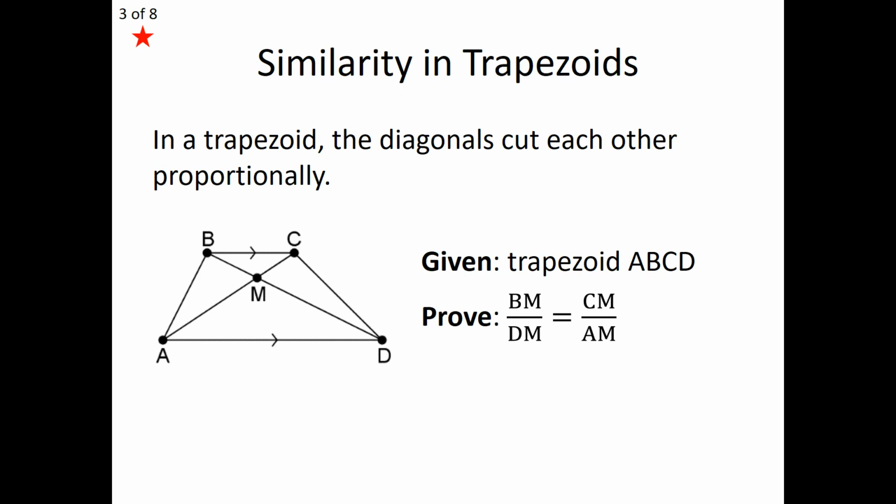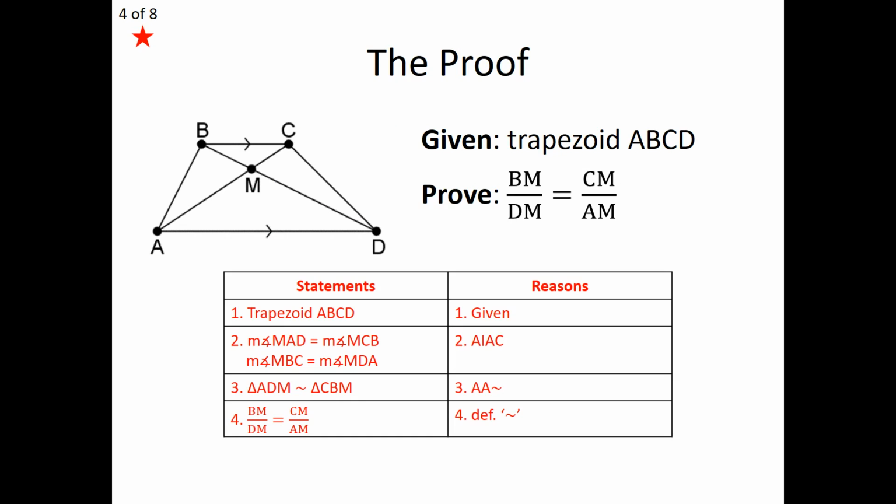Now, our given is just standard. Here's trapezoid ABCD. We're going to prove that those two diagonals, notice how they cut each other into four smaller segments, BM, CM, DM, and AM. What we're going to prove is that those four parts are proportional, meaning, as we find in our proof statement, BM ratio to DM is going to equal CM ratio to AM. And we're going to prove that using what we've learned this chapter, and that is similarity. So let's take a look at the proof here together.